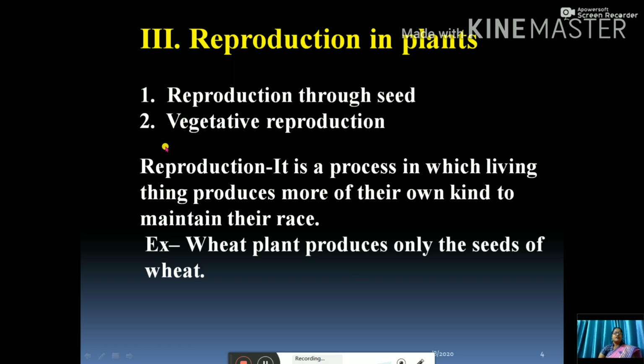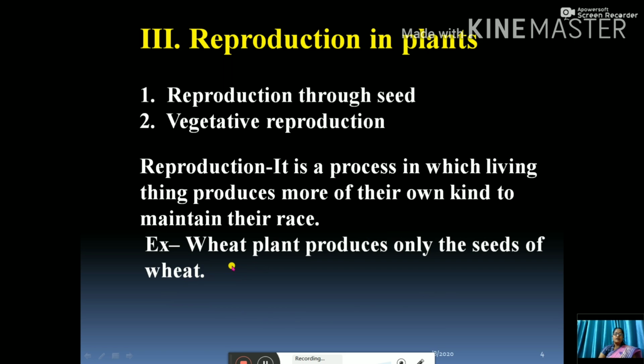Before that you should know the meaning of the term reproduction. What is this? It is the process in which a living thing produces more of its own kind to maintain its race. So children, what is the meaning of race? It means the species, the same species. Suppose, the example given here: the wheat plant produces only the seed of wheat, it can't produce the seed of gram. Very clear.